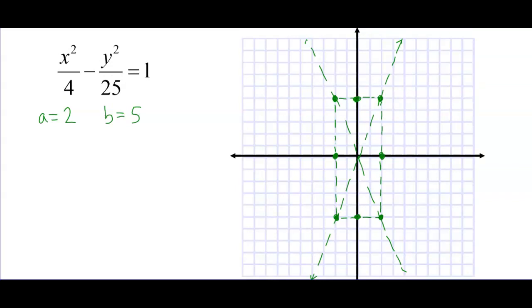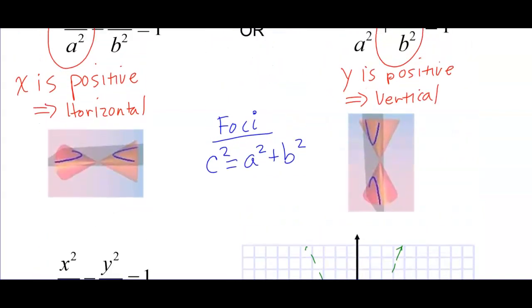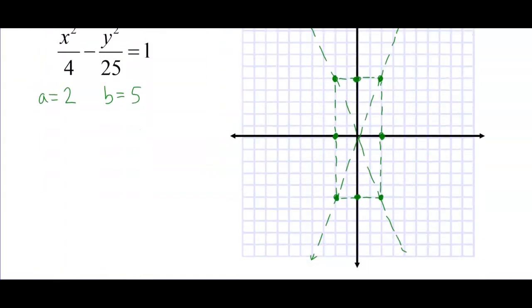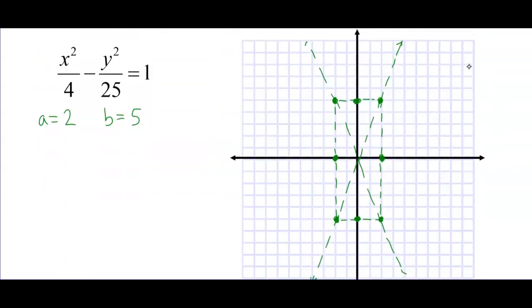Well, those diagonal lines are the edges of the cone that the hyperbola is cut from. Remember, these things are conic sections. They're cut from a cone. So those green dotted lines are the edges of the cone that the blue picture got cut from. So here, since we have a horizontal hyperbola, imagine a fairly wide cone pointing to the right and pointing to the left, and then the hyperbola is cut from that.